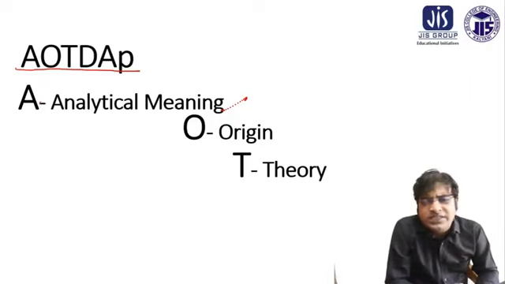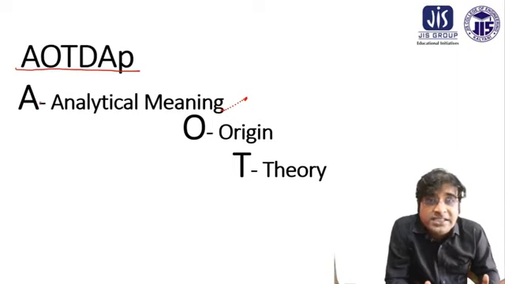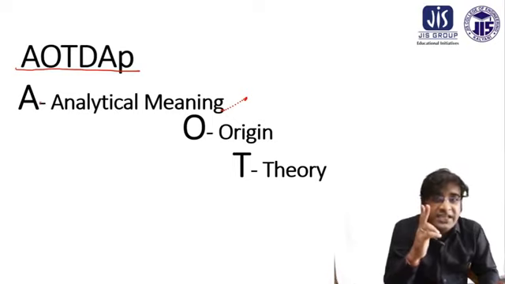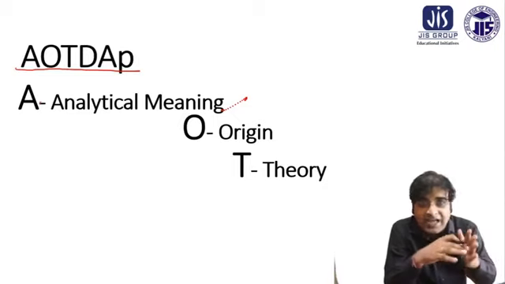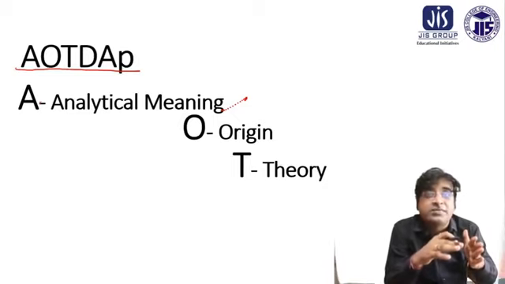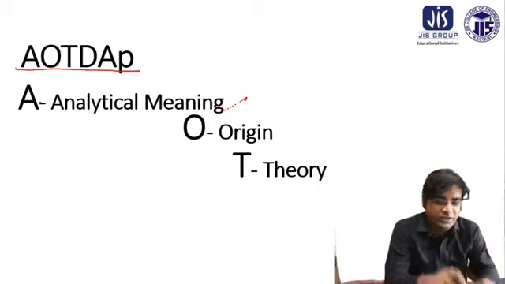One thing I want to say, most of the time our students all study from the theory, that is, they start from V equals IR. If they want to study the resistance, they start from V equals IR. But this is not the procedure. The procedure is that we have to know first the analytical meaning, second the origin, then the theory. But in most cases we start from the theory, so this is not the procedure. This is the actual process to understand any kind of thing. This is very much mandatory: A for analytical meaning, O for origin, and T for theory.